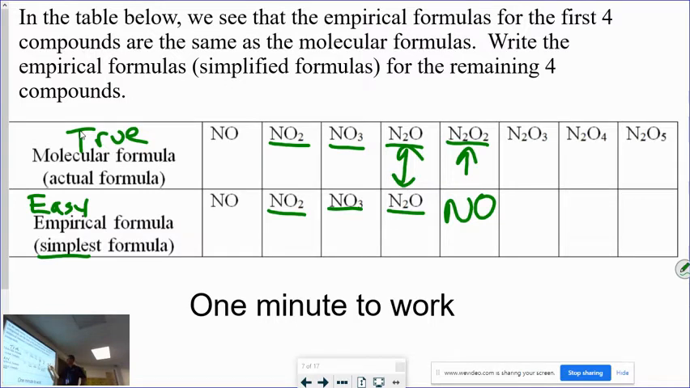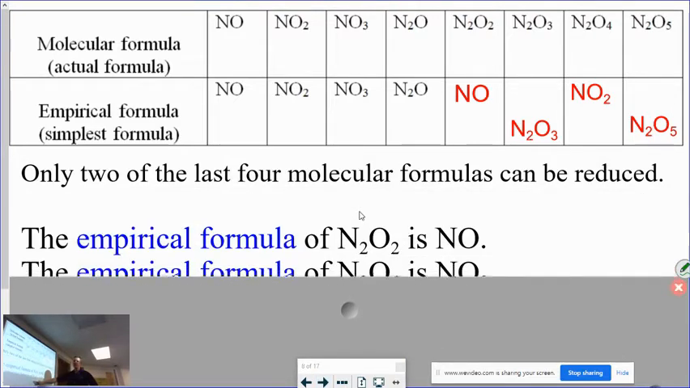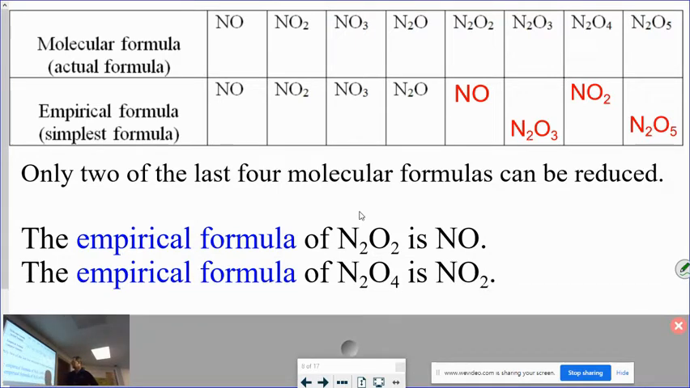Can I reduce this one? I cannot. Can I reduce this one? Yes, I can. I can reduce that to NO2. And can I reduce this one? The answer is no, I cannot. So if we look here, this is the work that we just did. Only 2 of the last 4 molecular formulas could be reduced. The empirical formula of N2O2 is NO. The empirical formula of N2O4 is NO2. Again, empirical means the easiest, simplest, lowest, or reduced form of the molecular formula.